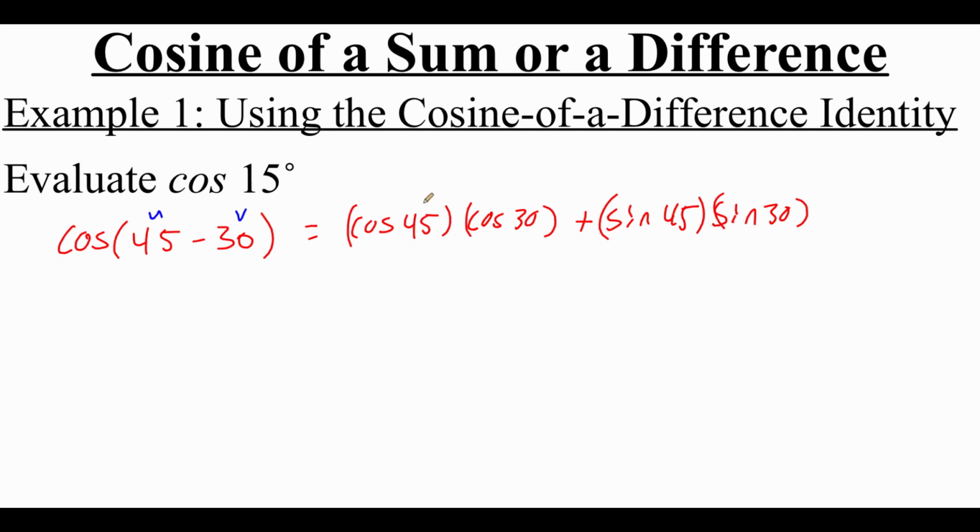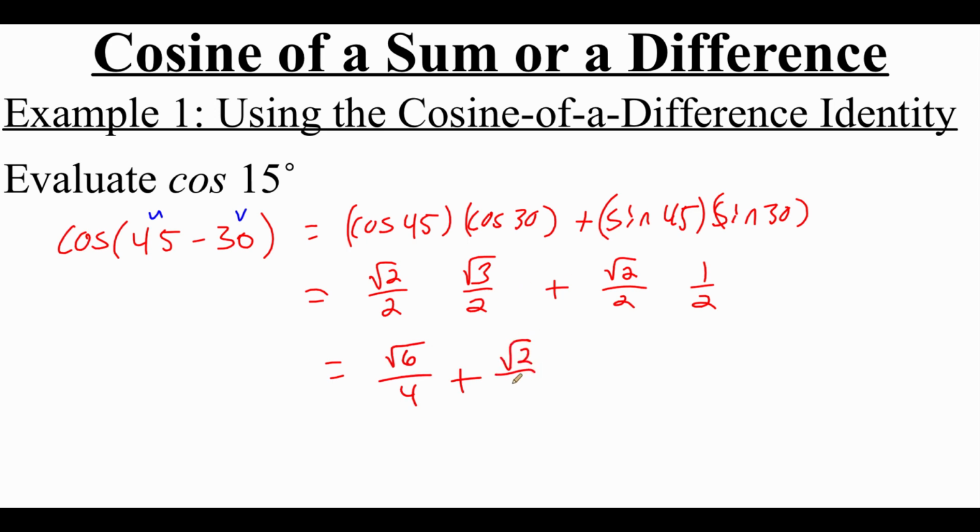Now what we can do is evaluate each one of these sine and cosine pieces individually using our unit circle. So the cosine of a 45-degree angle is root 2 over 2. The cosine of a 30-degree angle is root 3 over 2, plus sine of 45 is root 2 over 2, and the sine of 30 is 1/2. Now we're going to multiply these together. As we're multiplying these radicals in the front, we multiply the numbers underneath the radical, and we keep the square root on it. So that's going to be the square root of 6 over 4, plus on the back end, if I take root 2 times 1, that's just root 2 over 4.